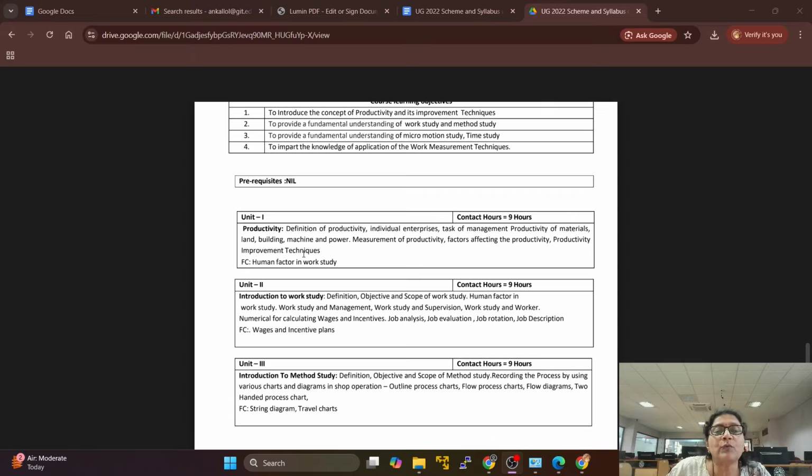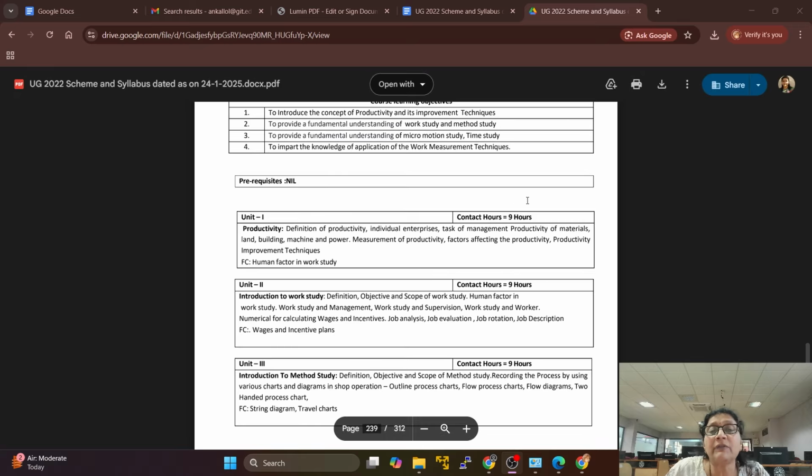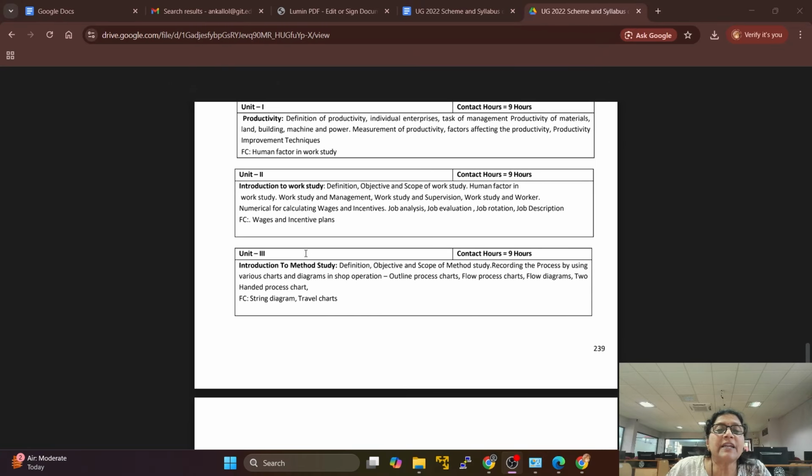That is the first one: the human factor involved in it, what the resources are, how productivity can be improved, and what factors are affecting productivity. Second one is the introduction to work study. Work study is the technique used in improving the productivity of any type of organization, maybe manufacturing or service industry.